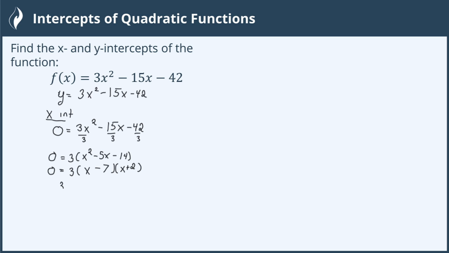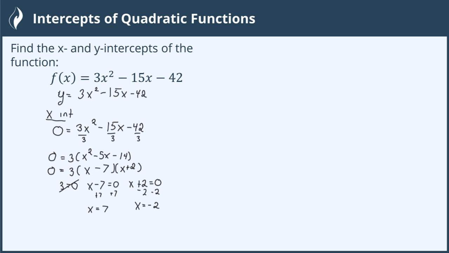Next, each factor will be set equal to 0. Three equals 0 doesn't make any sense, so we'll ignore that and solve for x by adding 7 to both sides and subtracting 2 from both sides.